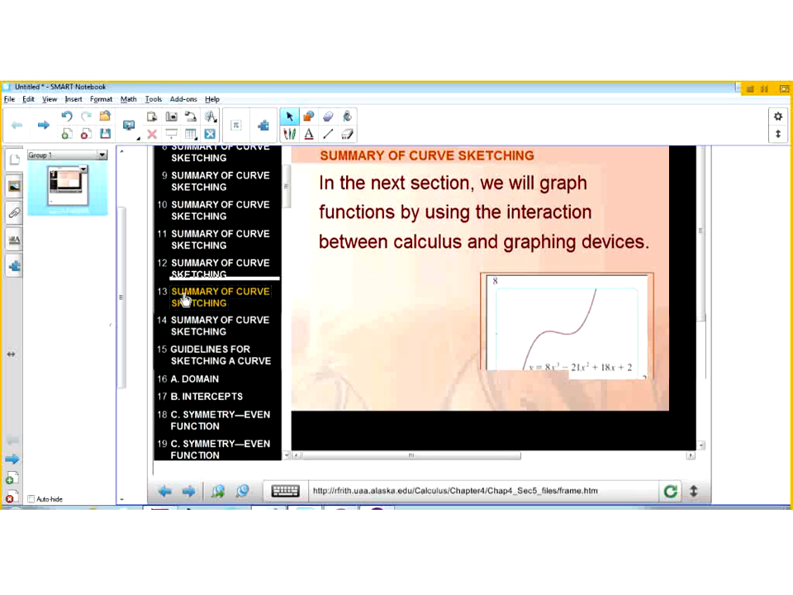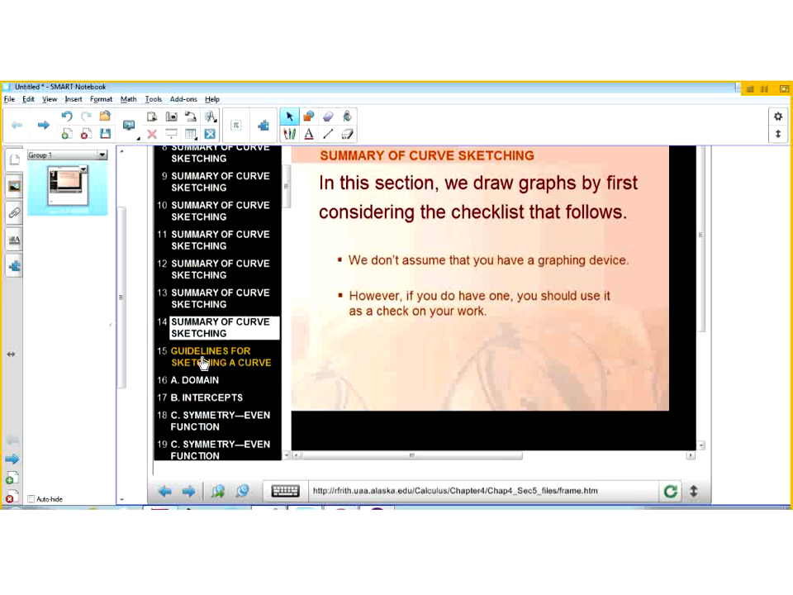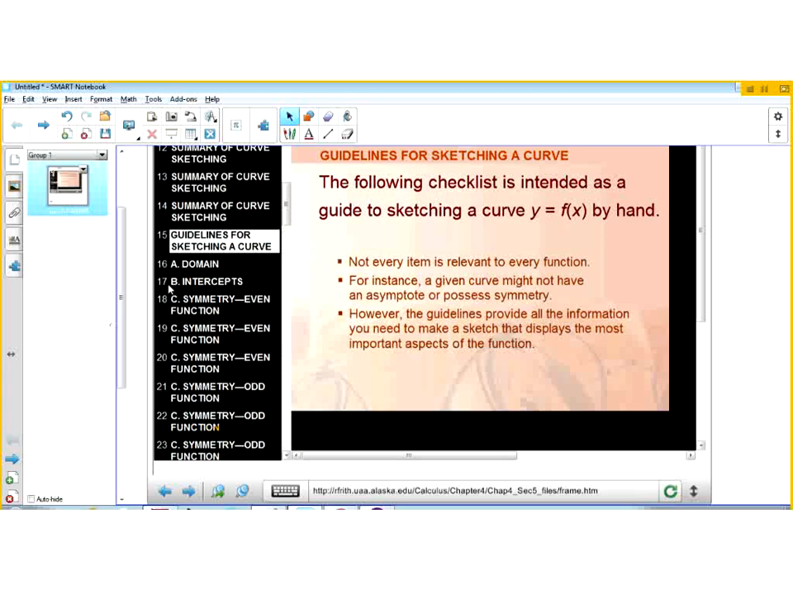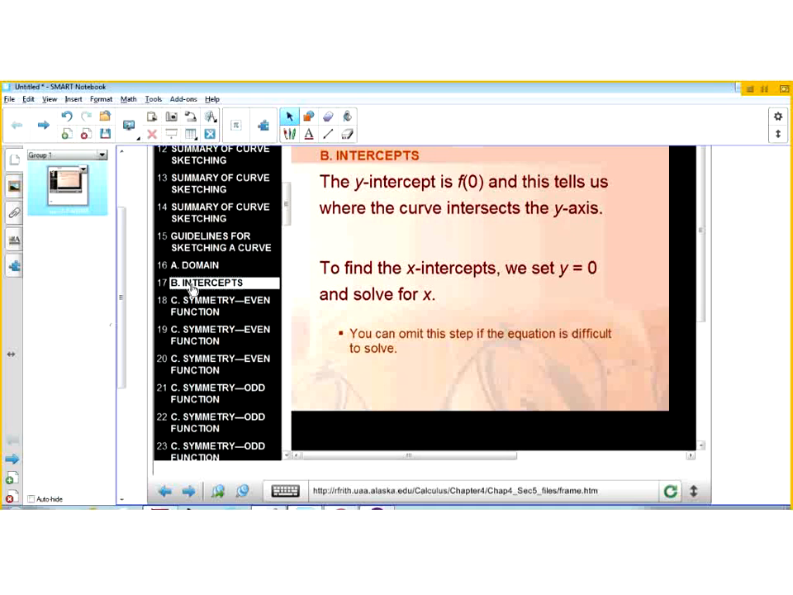Okay, all right, so summary of curve sketching. All right, so guidelines. Okay, so not every rule that we've talked about is essential for graphing a function. So you don't have to go through the entire suite of steps, only the relevant ones, and that'll become apparent as you begin to analyze the components of the function. So, of course, the domain is essential. You need to know where on the x-axis the graph should be plotted. Intercepts, of course, x and y intercepts.